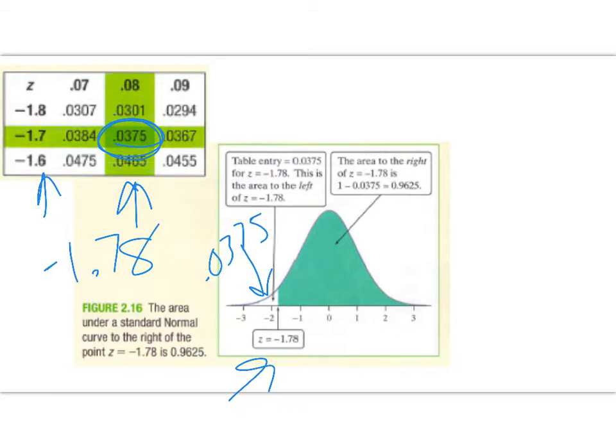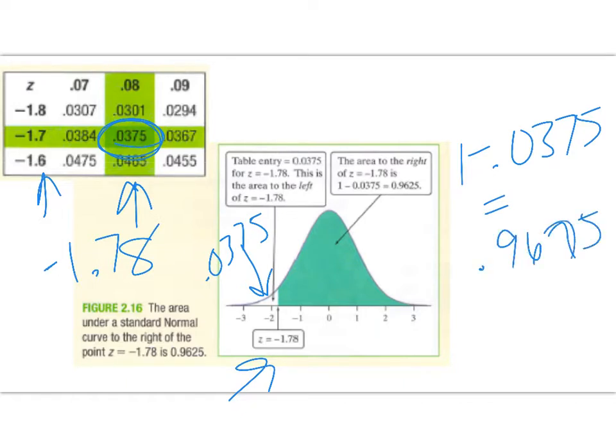The area under the curve is equal to the percentage. So if I want to know what is greater than, I need to do my 1 minus 0.0375, which is going to give me 0.9625, or 96.25% are greater than the z-score of negative 1.78.